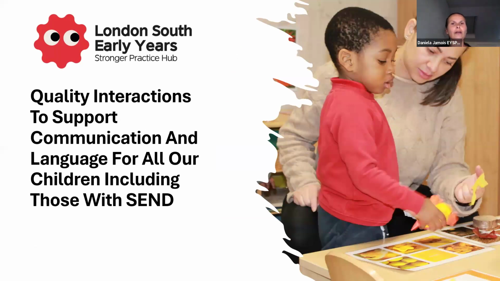This webinar is all about quality interactions and using quality interactions to support communication and language for all our children, wherever their starting points are. So during this webinar, you're going to see a few images. They're mostly images from the Sitting at Charles Dickens.